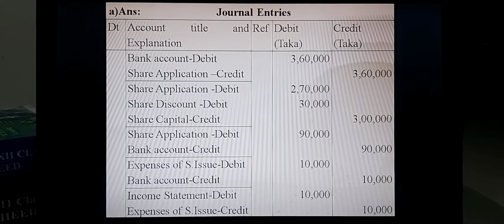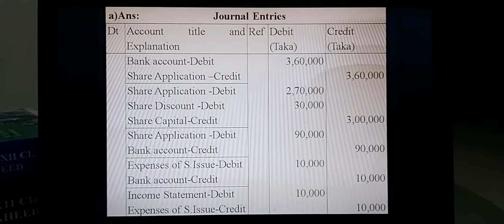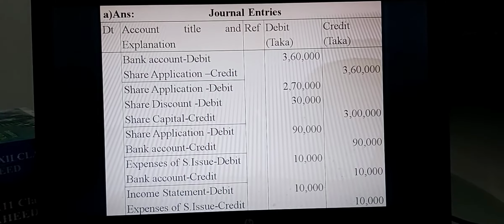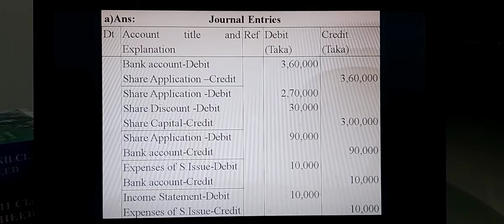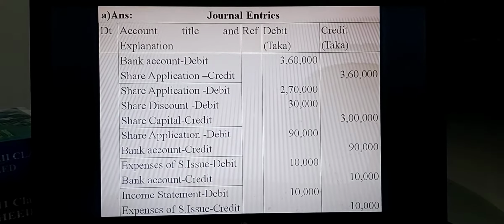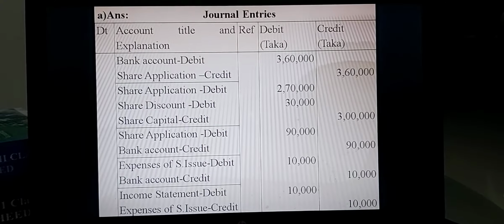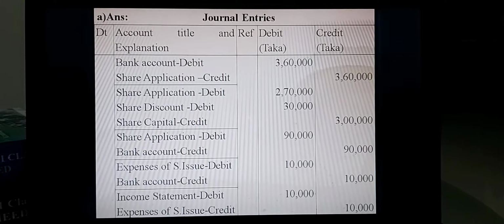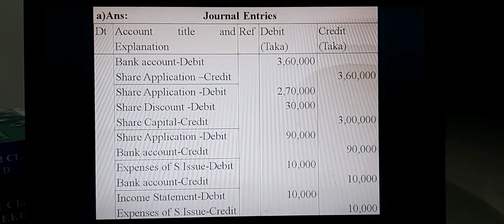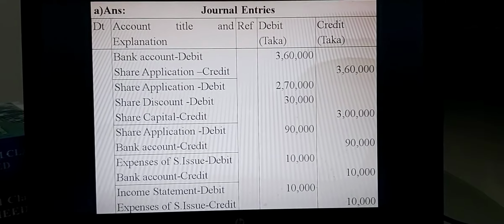Number 3, when the excess application money is refunded to the concerned applicants. For this entry you can write the journal entry as: share application account debit, bank account credit. When the application was received, the amount was the face value of Taka 10 less the discount, that is Taka 9. So the excess application money is 10,000 shares into Taka 9, so share application is debited Taka 90,000 and bank account credited Taka 90,000. This entry is for the applicants whose money is refunded.